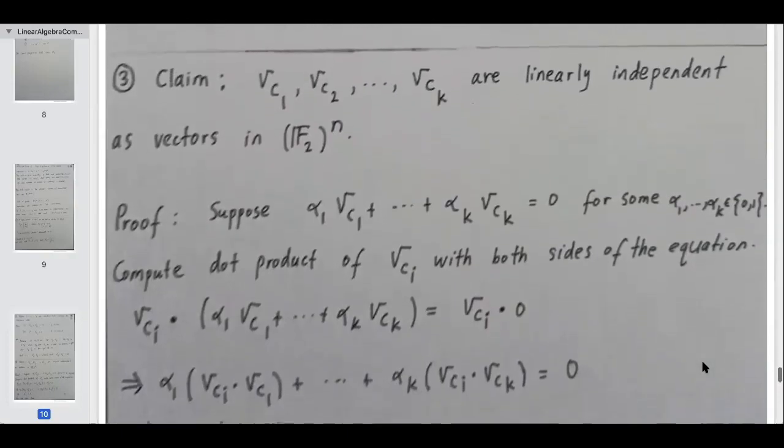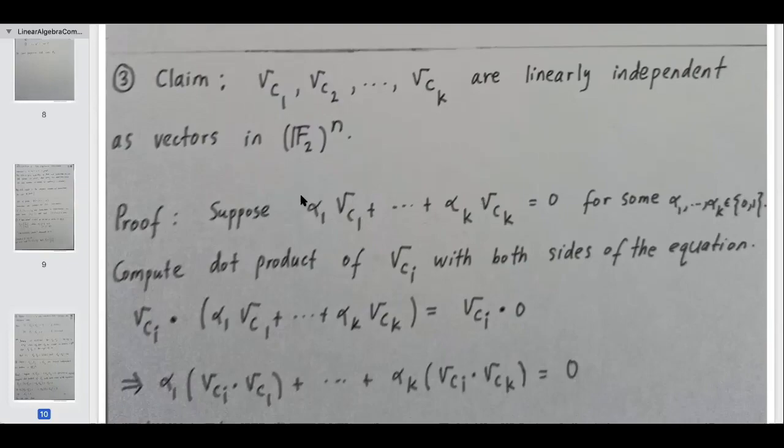The way to prove this is, suppose there is a combination which is 0, and then we show that each coefficient must be 0. So this is the way to prove linear independence. If you have some vectors, you write down the linear combination and somehow prove that each coefficient must be 0. So if alpha 1 vC1 plus dot dot dot plus alpha k vCk is equal to 0, for some coefficients alpha 1, alpha 2, ..., alpha k belonging to the set {0, 1}, then we want to show that each alpha is 0.